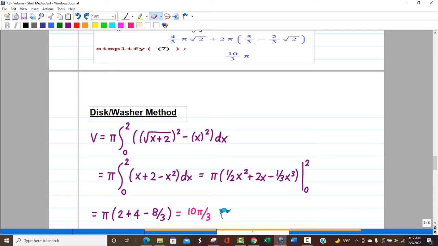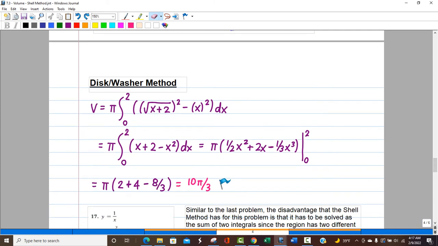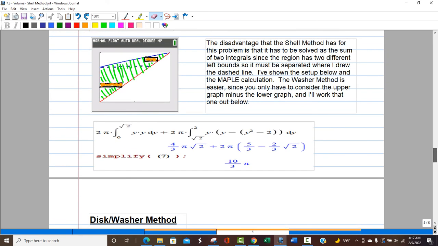Antiderivative of x would be 1/2 x squared. Antiderivative of 2 is 2x. And then minus 1/3 x cubed. Put in 2, put in 0. Pretty basic arithmetic here. You'll get 1/2 of 4, which is 2. 2 times 2 is 4. Minus 8/3. That's going to give you 6, which is 18 over 3, minus 8 over 3, which is 10 over 3. 10 pi over 3. So you see it did produce the same answer as the shell method.